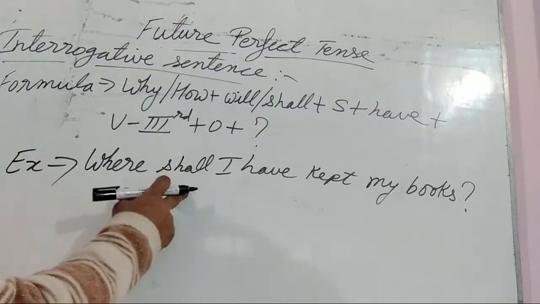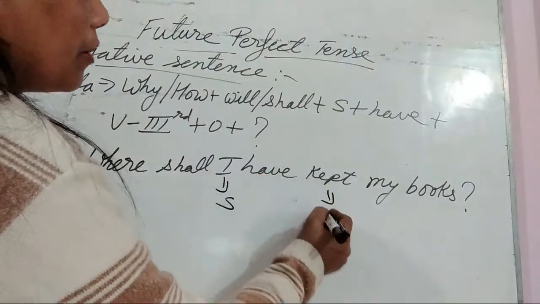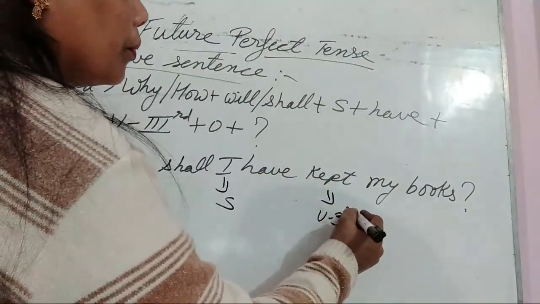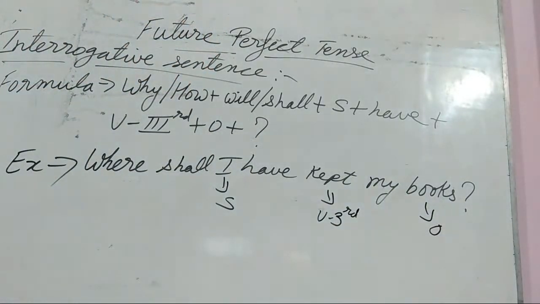So where shall I is your subject over here, have kept is a verb of third form, and my books is your object. So according to the formula of interrogative sentence in future perfect tense, the formula is why or how plus will or shall plus subject plus have plus verb third form plus object and a question mark. So the example is, where shall I have kept my books?